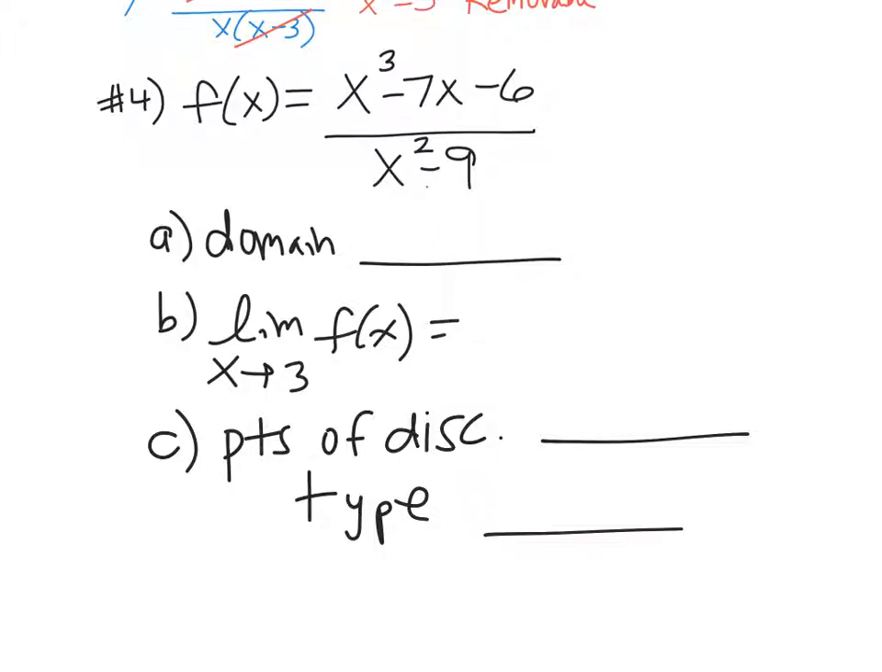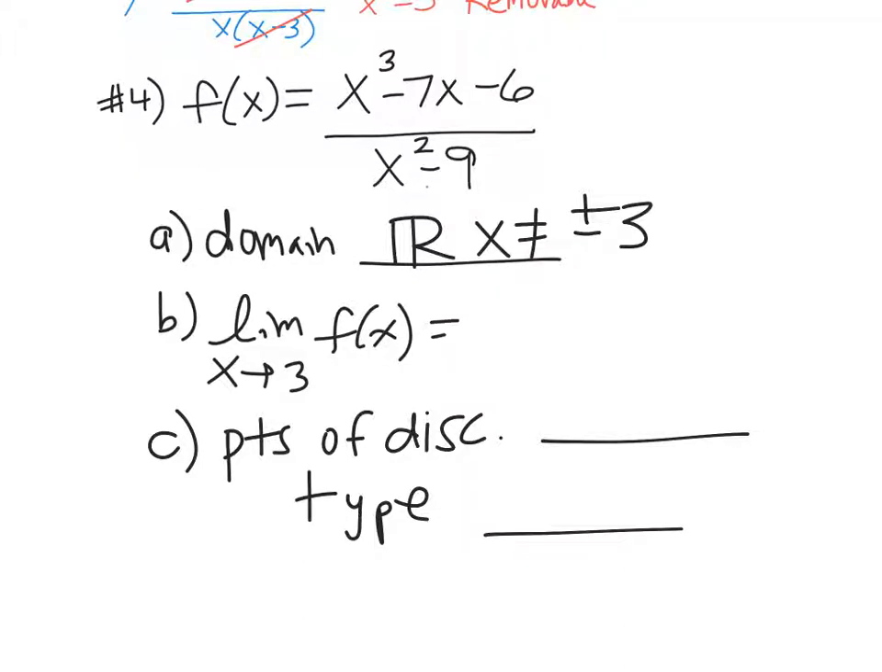All right, so the domain of this function. Who can tell me what the domain is? All reals except plus or minus 3. Perfect. So you got that: all reals except for plus and minus 3. We're going to find the limit as x goes to 3. What is that limit? Did you do it on your calculator?